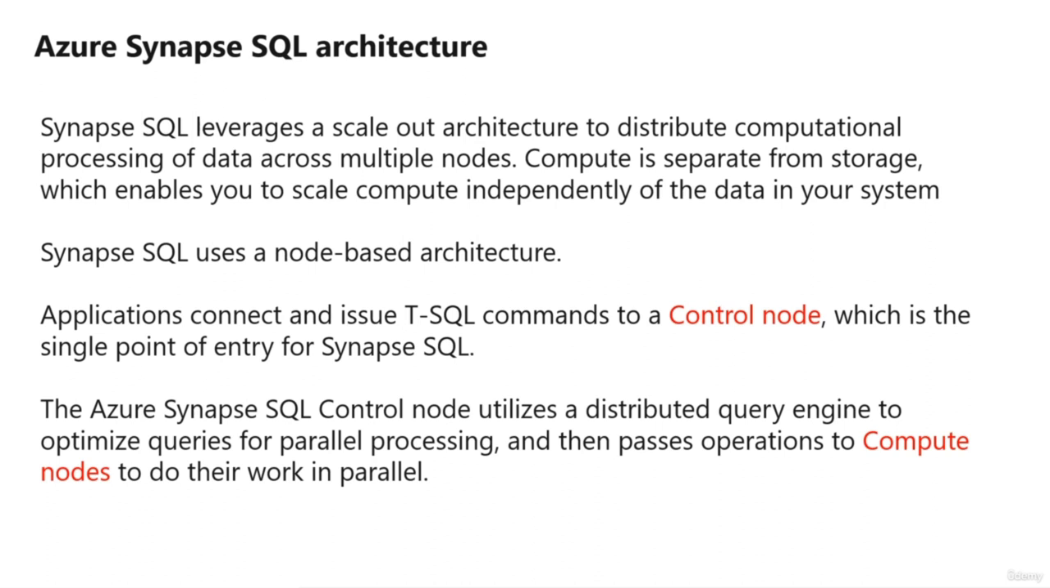The control node is going to distribute this particular query using the distributed query engine, and then it is going to be executed in parallel on all the compute nodes which are available. And in this architecture, you are always going to have one control node and multiple compute nodes.